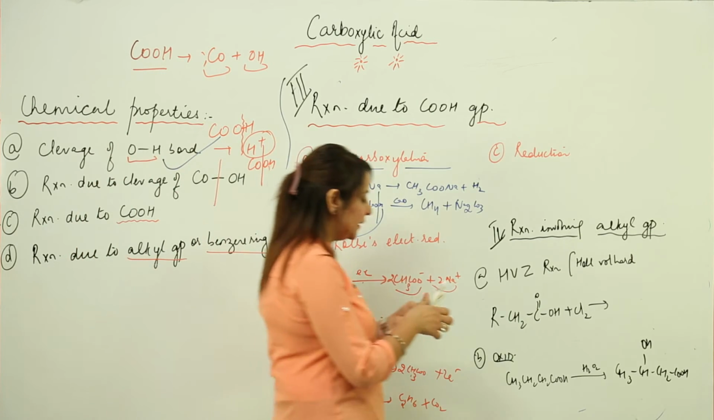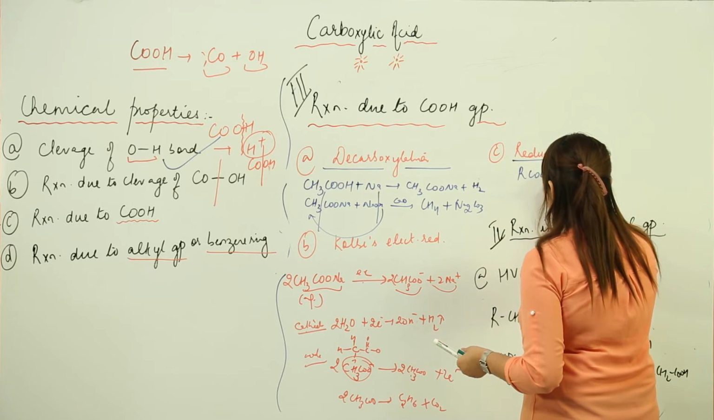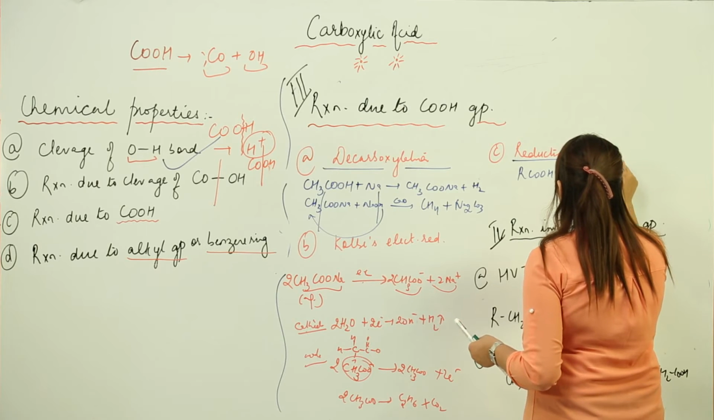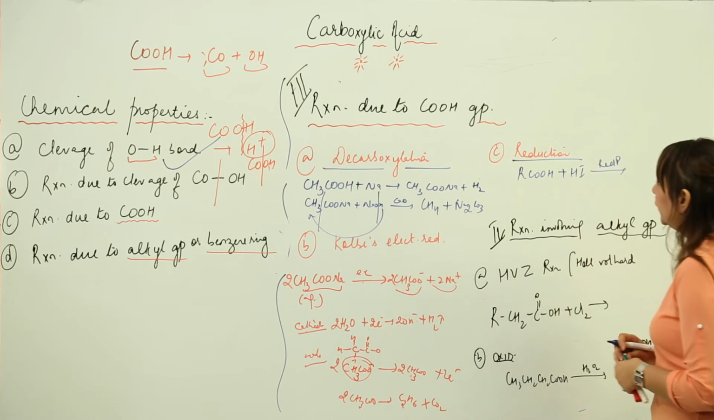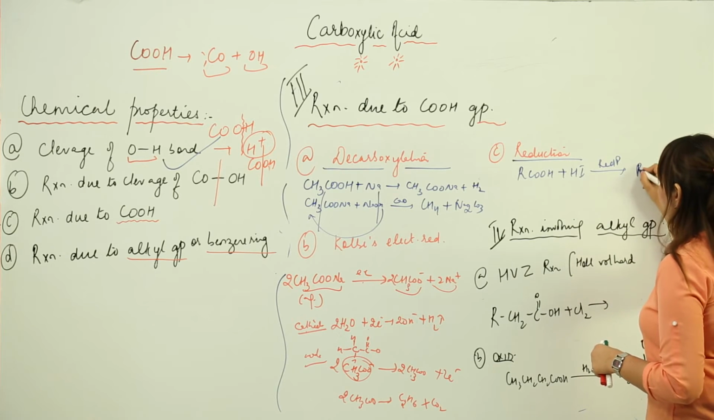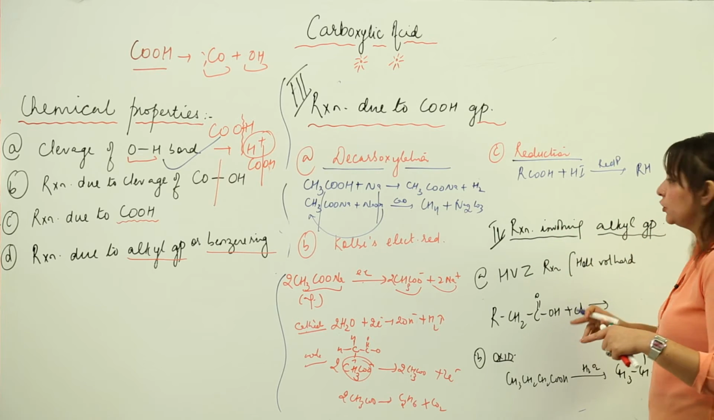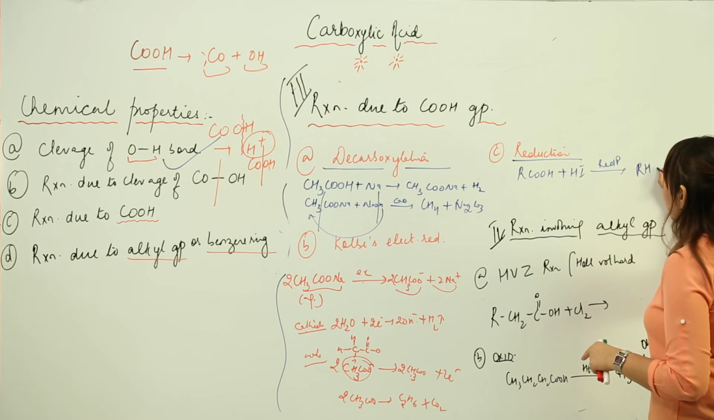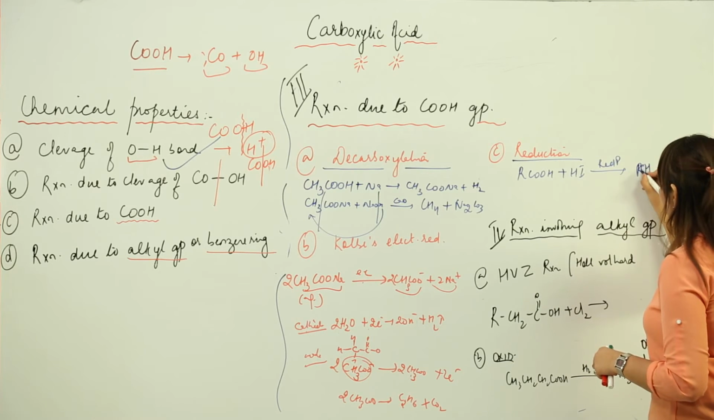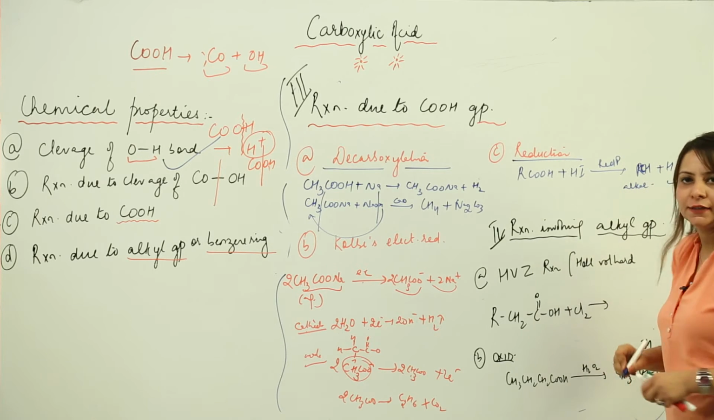Now we see the reduction as well. What happens when we reduce it? Suppose I have a carboxylic acid. I try to reduce it by adding hydrogen iodide in presence of red phosphorus. As a result I get RH. This carbon is included in the chain. This is RH, and along with that we get H2O and I2. So it is alkane, H2O and I2.